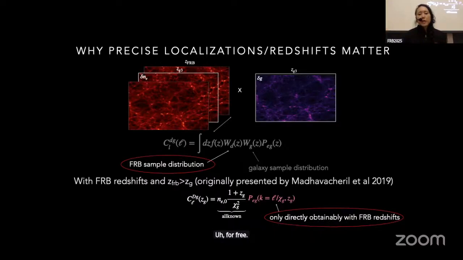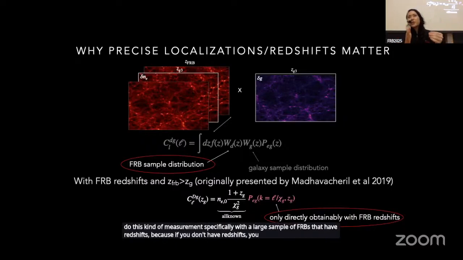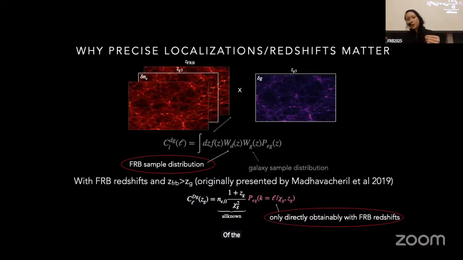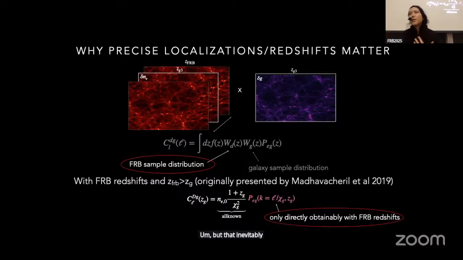And it's really worth stressing that this is why we want to do this kind of measurement specifically with a large sample of FRBs that have redshifts. Because if you don't have redshifts, you can't enforce the condition that your FRBs are strictly in the background of the galaxies you're cross-correlating with, in which case you can't get the electron galaxy power spectrum measurement unless you model your FRB distribution in some kind of way, but that inevitably introduces error into your measurement.